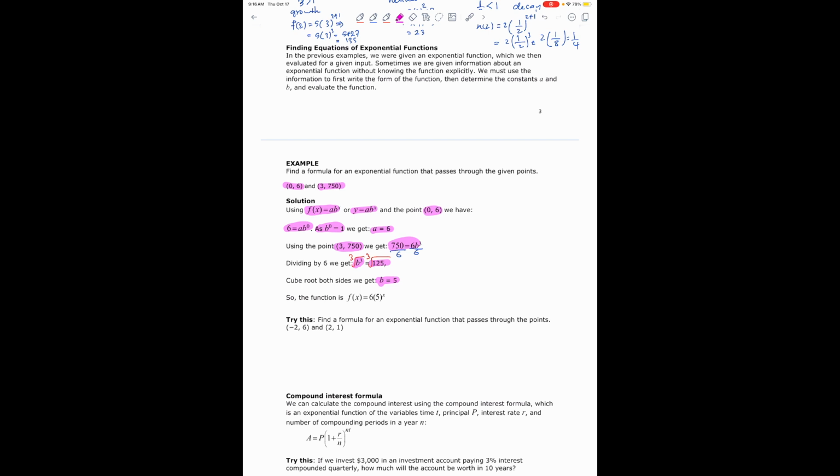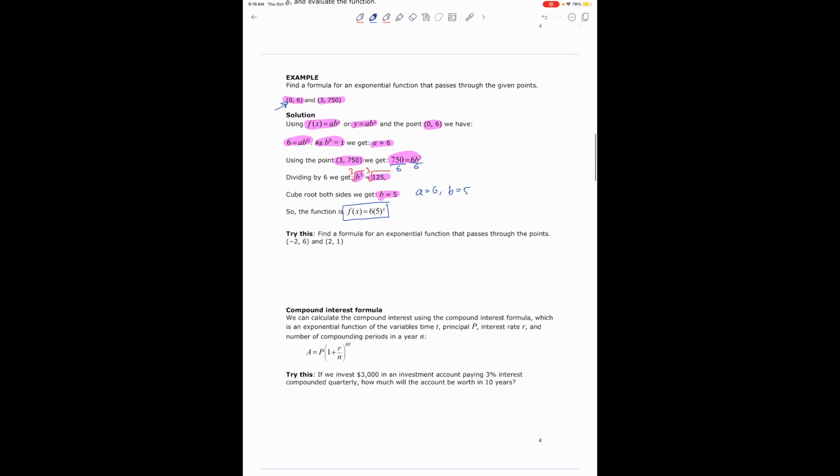So now we have a is equal to 6 and b is equal to 5, which means our equation is going to be f of x equals 6 times 5 to the x power. That is if one of the given points is the y-intercept. It's going to be easy to solve. What if we were given 2 points and none of them is the y-intercept? How are we going to solve that?